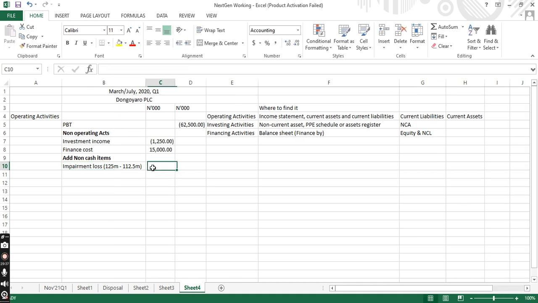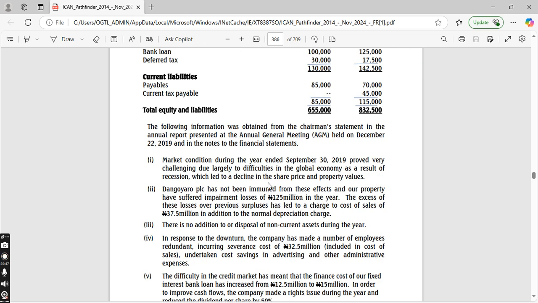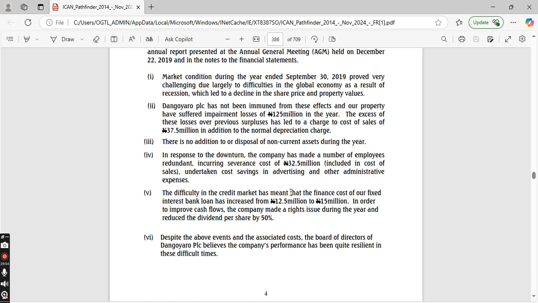12,500. Yes, sir. Okay, 12,500. What else do we have, please? Do we have depreciation? Yes, sir. What's our depreciation? There is no additional or disposal of our non-current asset. In response, we have 39 million taken as cost savings. Yeah, we have this 12.5 million.